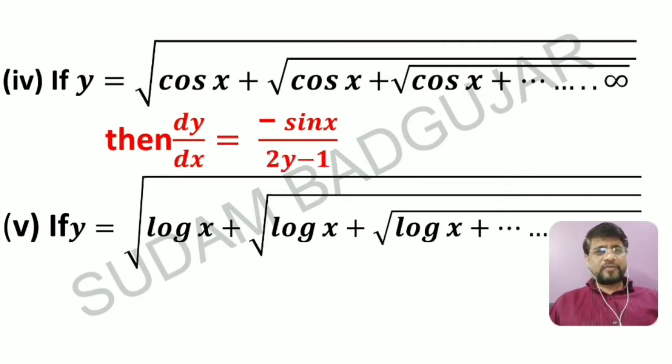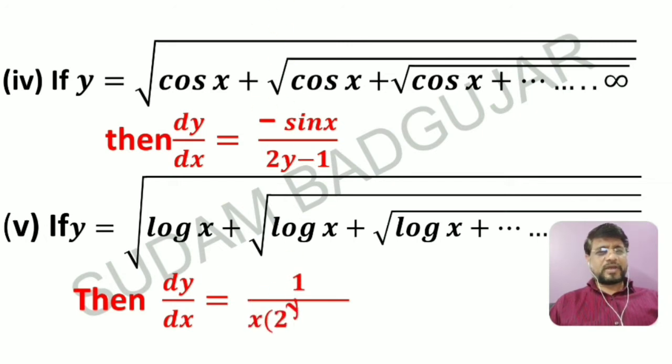And here for the fifth one, 1 upon 2y minus 1 into the derivative of log x, which is 1 upon x. So dy by dx is equal to 1 upon x into 2y minus 1, that is, x into bracket 2y minus 1. That is the final answer. See, 1 upon 2y minus 1 keep as it is into the derivative of log x. What is the derivative of log x? 1 upon x. So you have to multiply x in the denominator. So the final answer is 1 upon x into bracket 2y minus 1.